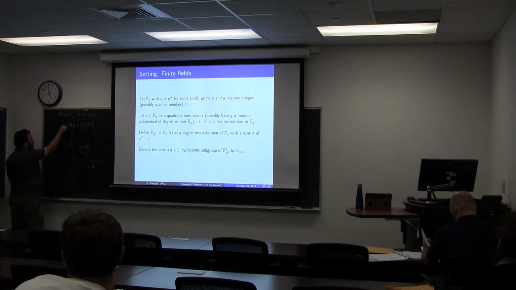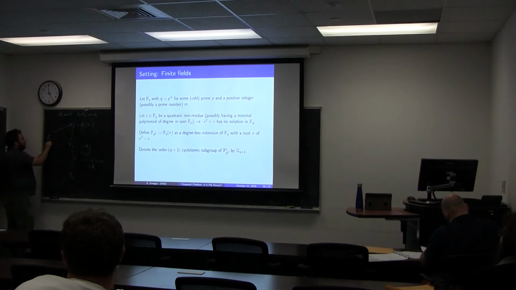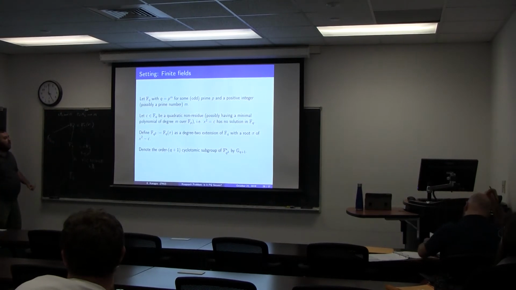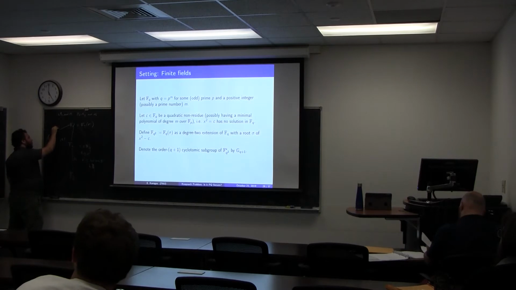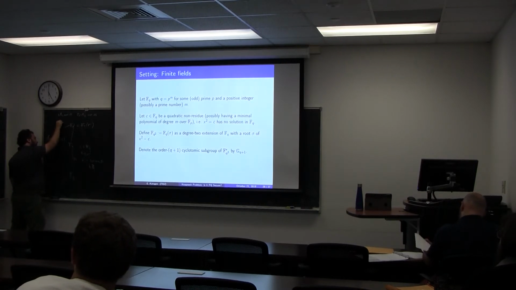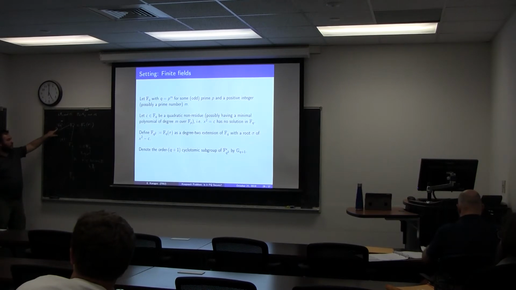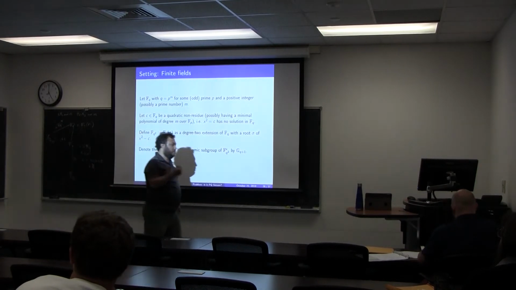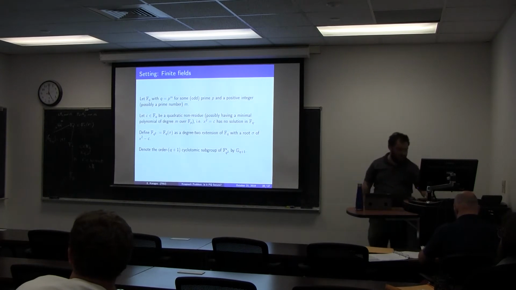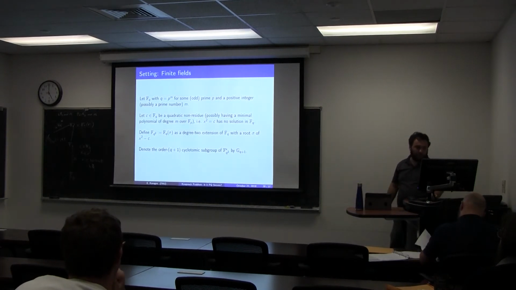And this F_q squared has a cyclotomic subgroup of order q plus 1. I'm sorry, a subgroup of the multiplicative group, not F_q squared itself, but F_q squared star. So q squared minus 1 is the size of F_q squared star, and this is our group.